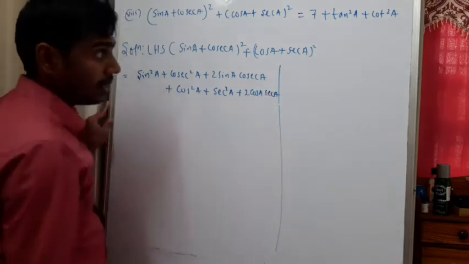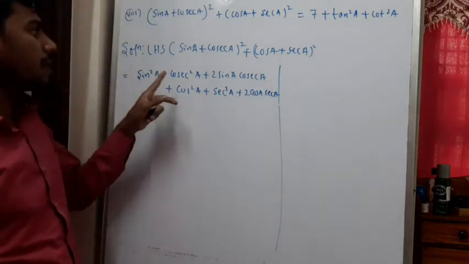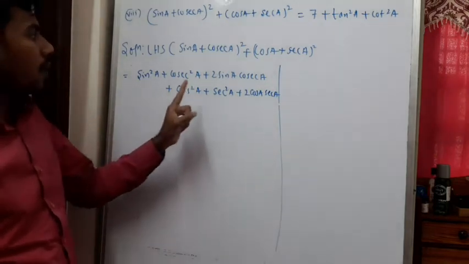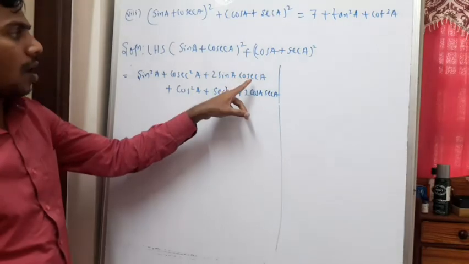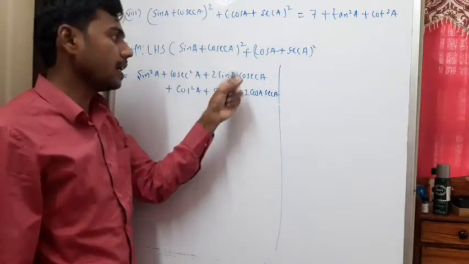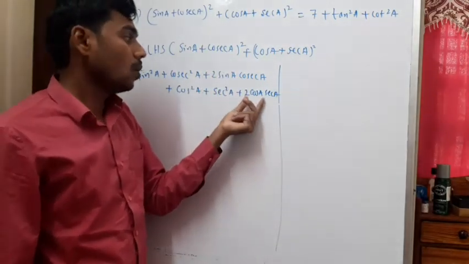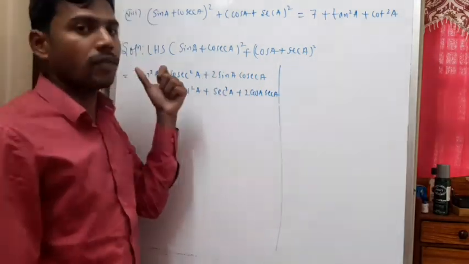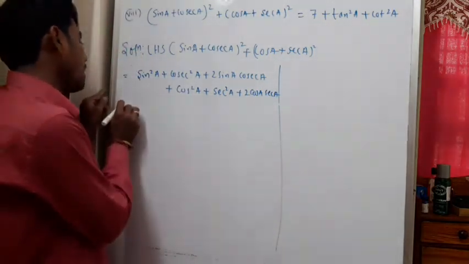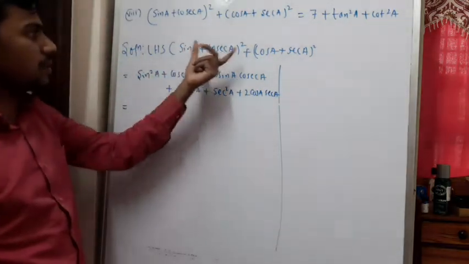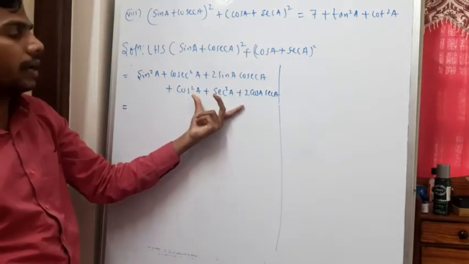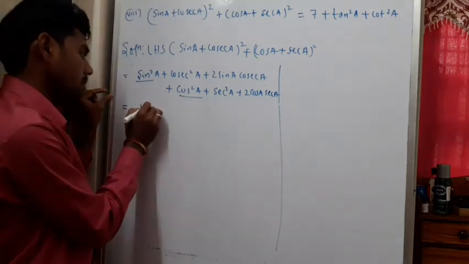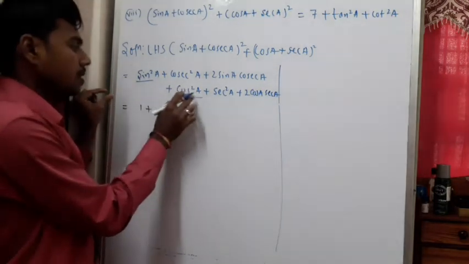Fine. What we need? We need 7. Sin square A plus cos square A will give me 1. And 2 sin A into cosecant A, sin A into cosecant A is 1, so you will get 2. 2 cos A secant A, again you will get 2. So total put together 2 plus 2 plus 1 is 5. I need 2 more. So how can I arrange that? What we did, we expressed A plus B whole square. So after this, sin square A plus cos square A will give me plus 1. So sin square A plus cos square A is nothing but 1.